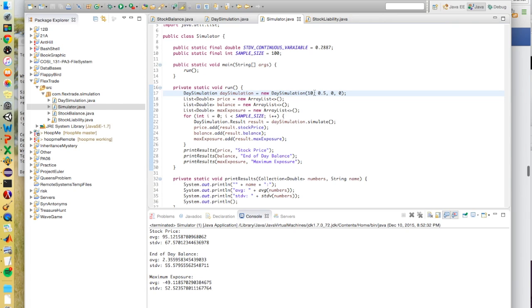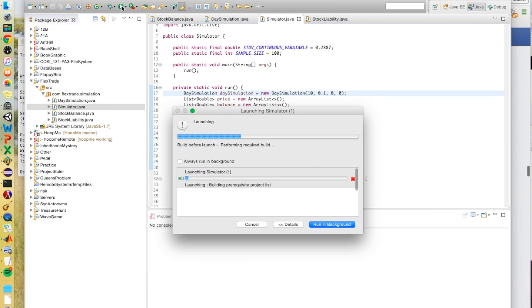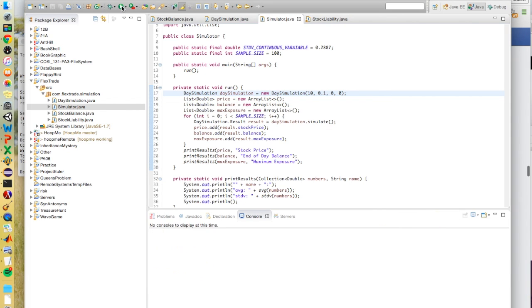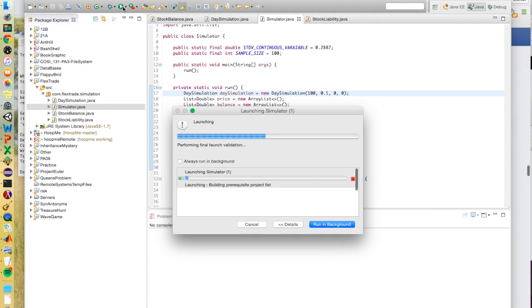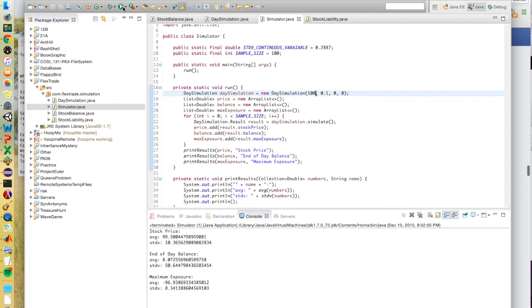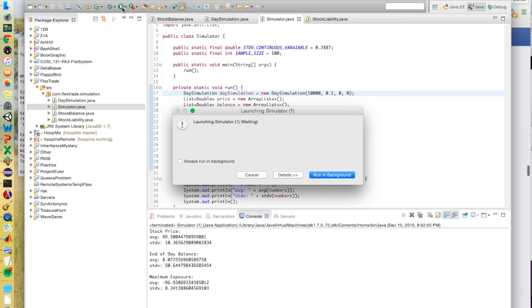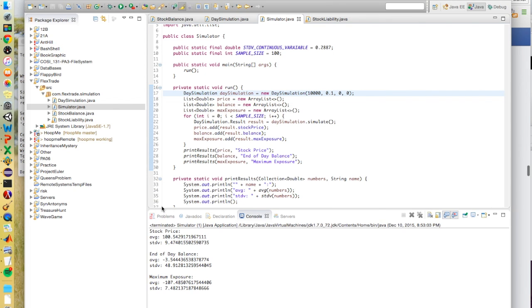So in this case, let's see if we put this at 1, maximum exposure doesn't change. If we put this at 100, we do see that there is some sort of critical mass, until you reach which your maximum exposure is affected by the number of trades you process. But now if we process 10,000, the maximum exposure hardly moved.